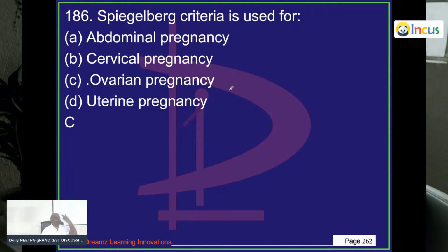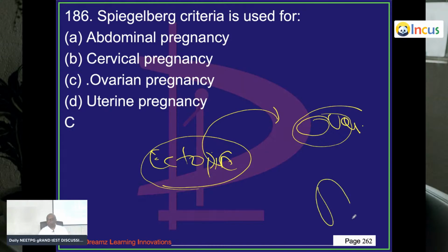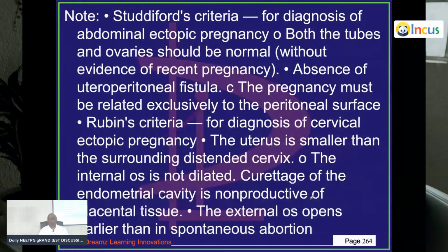అయ్యో రామా. See, whenever ectopic pregnancy is there, how do you say, what is the criteria to say it is ovarian pregnancy? Ovary no uterus ki madhyalo oka ligament untundi, so gestational sac is connected by that. Ala konni criteria pettadu evaru, Spiegelberg.